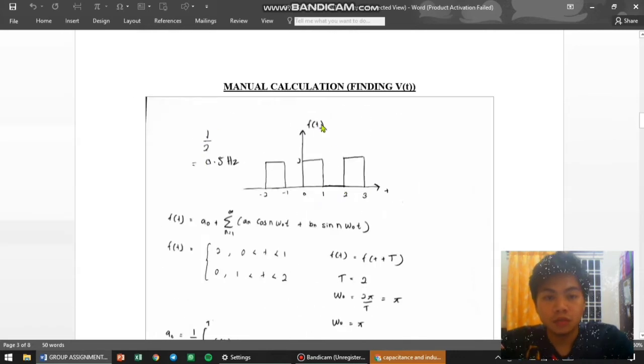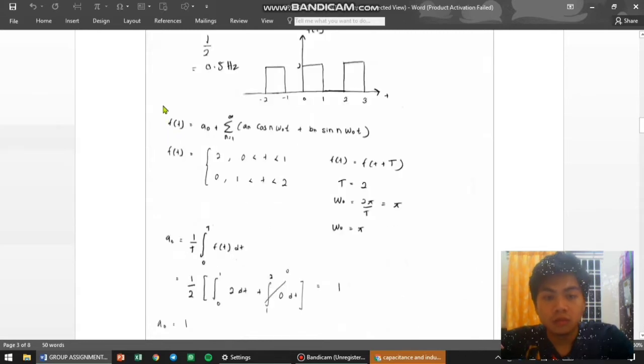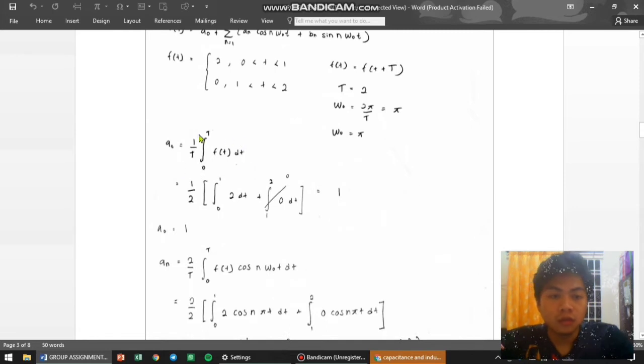So we're using this signal processing. From this we use a general equation for Fourier series, and for the function we got from the graph, which is from 0 to 1 equal to 2, and 1 to 2 equal to 0. We also know that the period for this graph is 2. So we go for the A naught. We use the formula of A naught and insert all the information that we have, which is the function and the period.